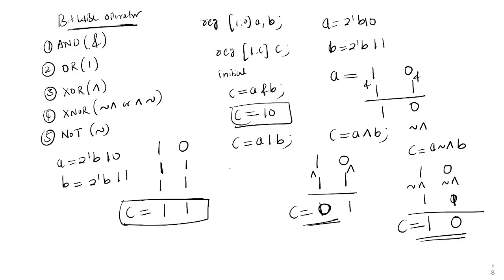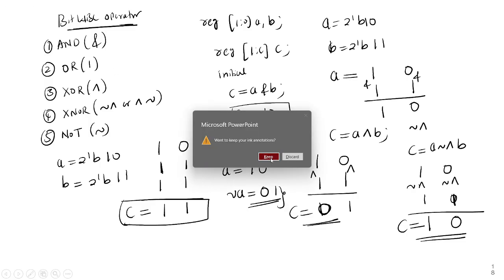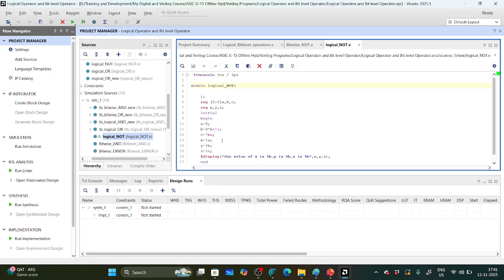Okay, not means what? Suppose A equal to what you took 1 0, so not of A, not of A equal to what? 0 1 you will get. This is nothing but bitwise not. Okay, so this is about the bitwise operators. Bitwise it will do the operation. Okay, we'll see the programs in Xilinx Vivado.